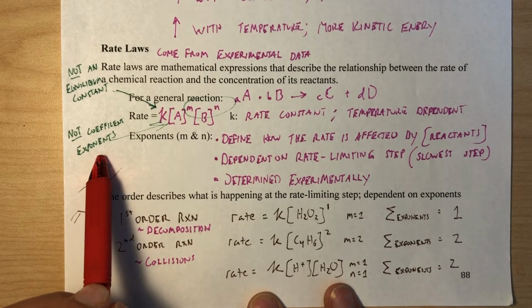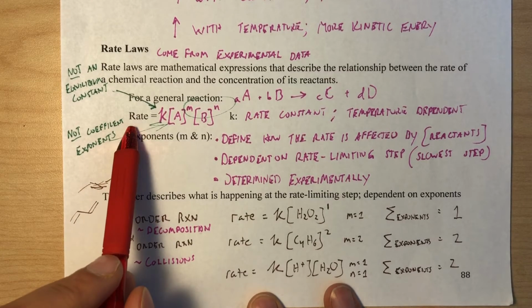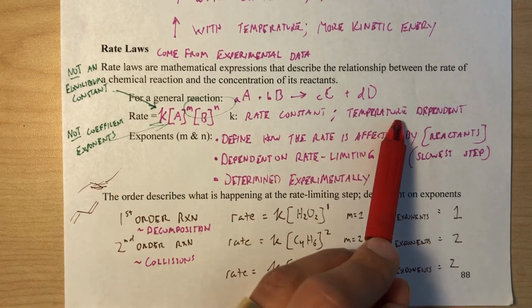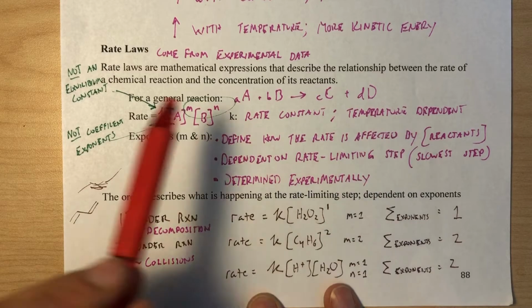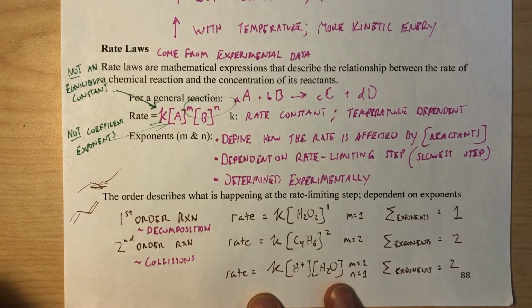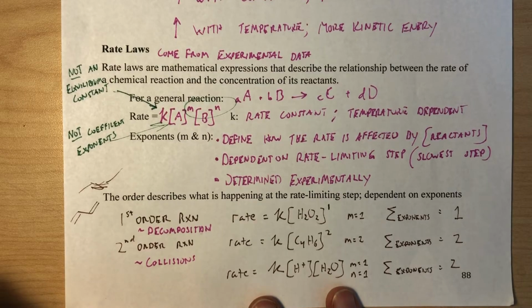Coefficient exponents show up in equilibrium constants only. So our rate is equal to k times A raised to m times B raised to n. k is our rate constant, and k is temperature dependent. k is not an equilibrium constant, so I'm going to draw it with a little swoop to make it a little fancy and indicate that it is not an equilibrium constant.